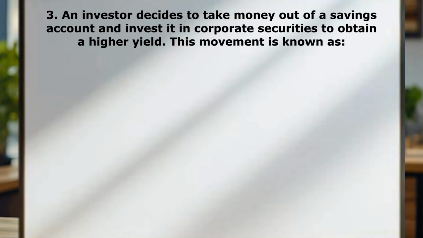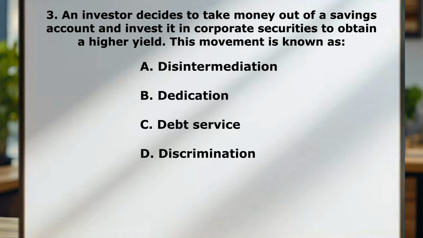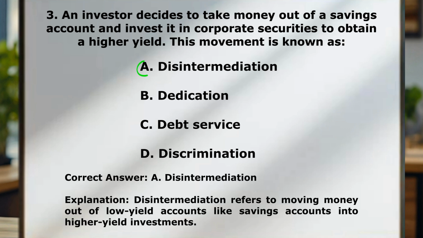Question number 3. An investor decides to take money out of a savings account and invest it in corporate securities to obtain a higher yield. This movement is known as A. Disintermediation. B. Dedication. C. Debt service. D. Discrimination. The correct answer here is A.